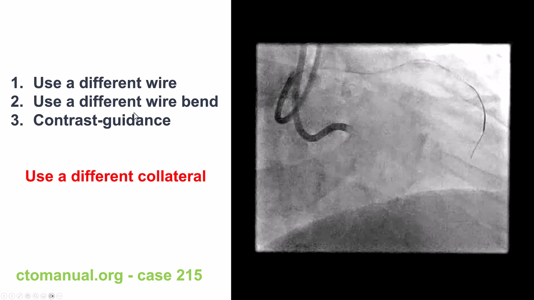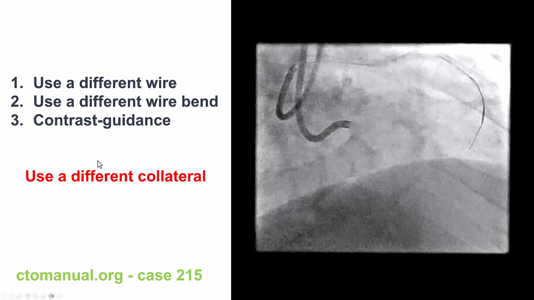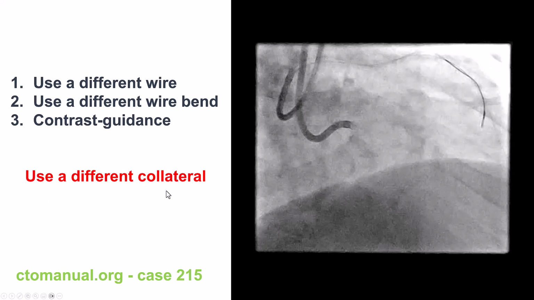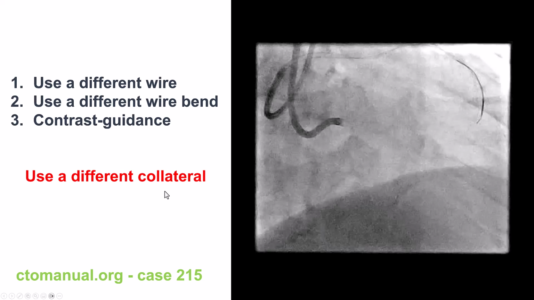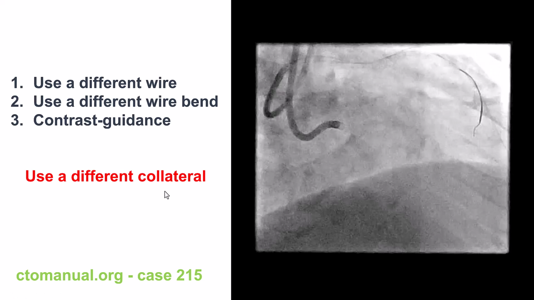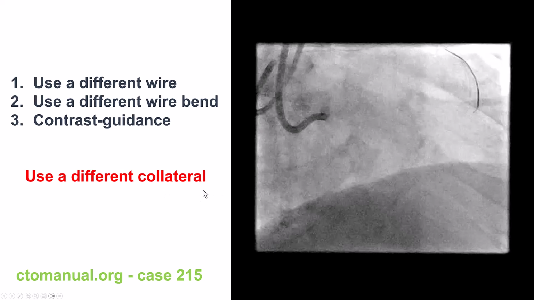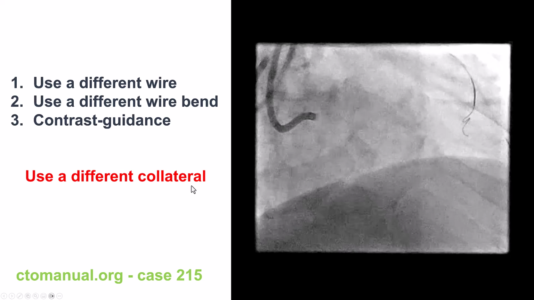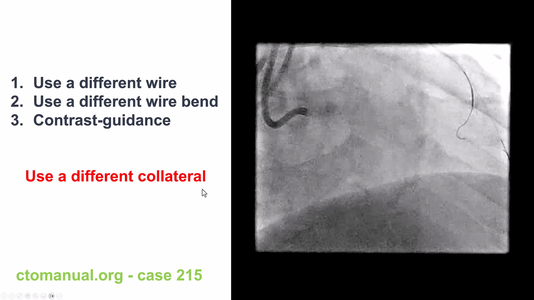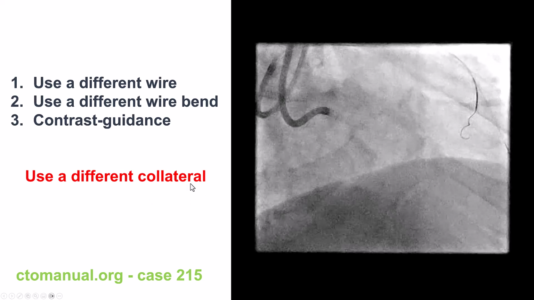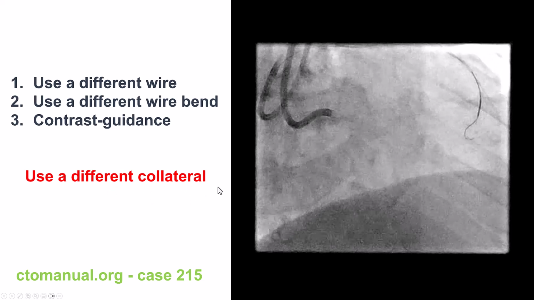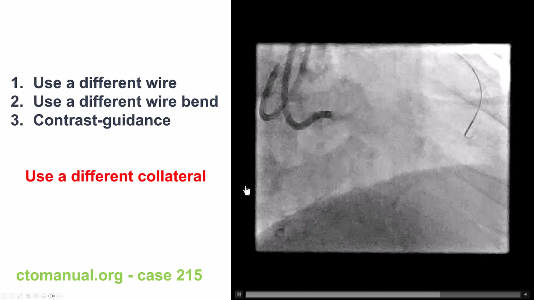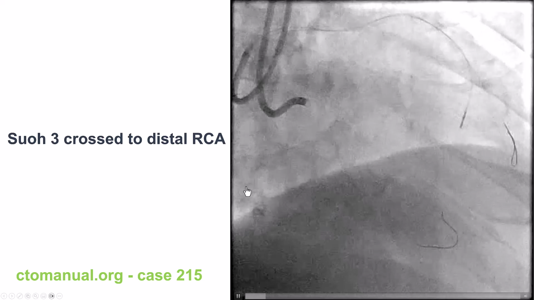But if everything fails, then the solution is often to use a different collateral, and this, fortunately, is often true for septals. We often have more than one septal that can supply the vessel, and this is also an advantage because we're less likely to experience ischemia when crossing septals, because typically we have multiple. Whereas for epicardials, if there is a single large epicardial, it is more likely to develop ischemia after trying to cross the collateral and compromise the antegrade flow.